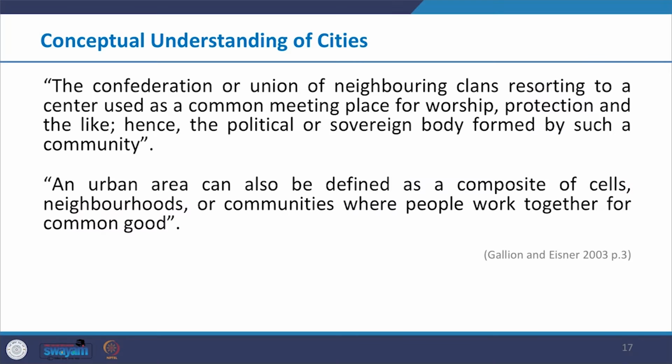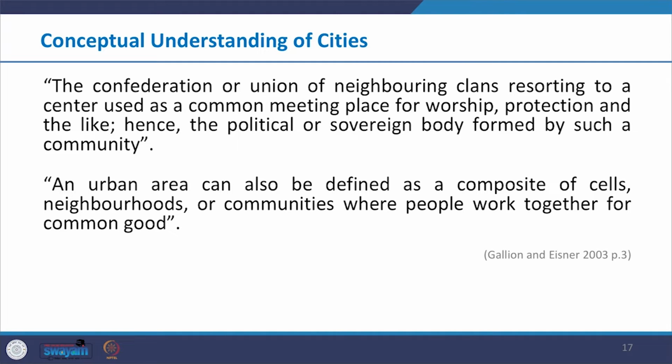So the United Nations describes cities as these places where these differences are there. Further, we look at the definition given by Gallian and Ashner. They describe the city as the confederation or the union of neighboring clans, resorting to a center used as a common meeting place for worship, protection, and the like. Hence, the political or sovereign body formed by such a community. So the important aspect which they highlight here is the confederation, the union of different neighborhood clans. They all come together to use the common facility and they have one identity.